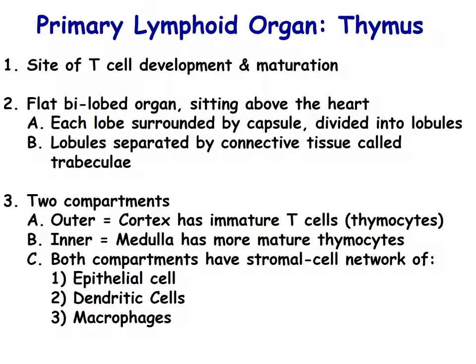So you've got an outer compartment, that's the cortex, and you have a lot of immature T cells in there, and then the inner part is the medulla, and it has fewer cells, but they are mature T cells. When T cells are in the thymus, they're referred to as thymocytes. So if ever you hear that word, that's what they're talking about. It's T cells. And then they also have a stromal cell network like the bone marrow, but it's not as extensive. And within that network, though, we have epithelial cells. Dendritic cells are very important, and macrophages. And we'll find out all of their roles later on.